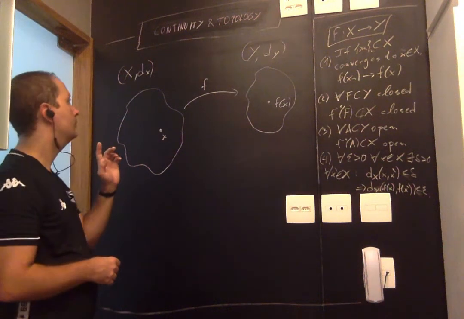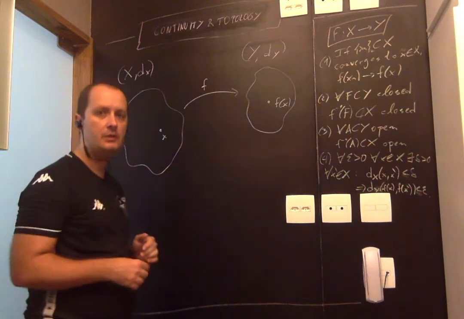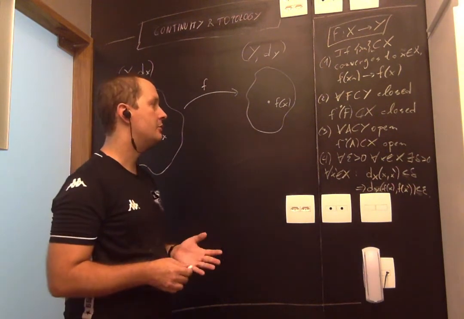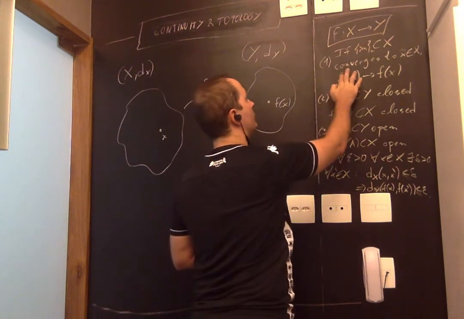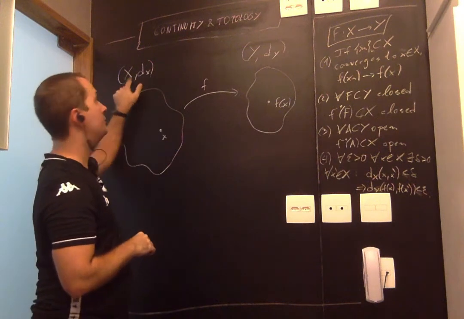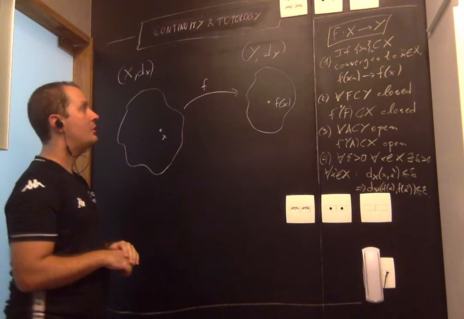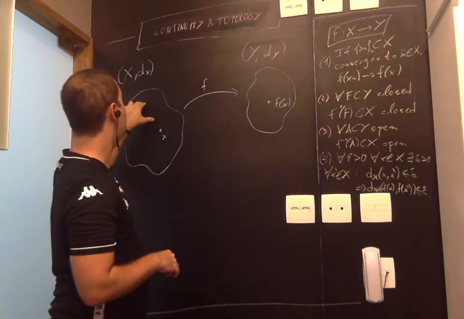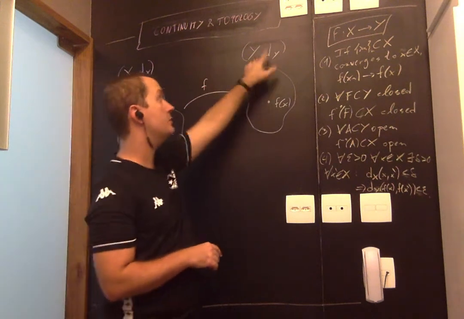So now we move on to one of the main results, perhaps the main result of this chapter on topology of our class. Let me first give you the setup. I have a function from a metric space to another metric space. I'm going to be talking about open and closed sets here according to the topology given by this metric. Same thing here, I use this metric.